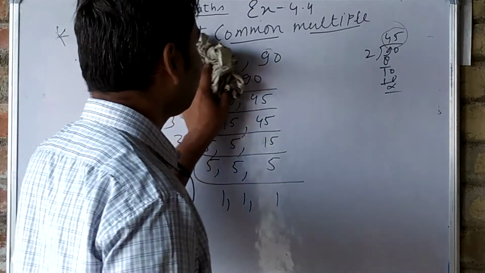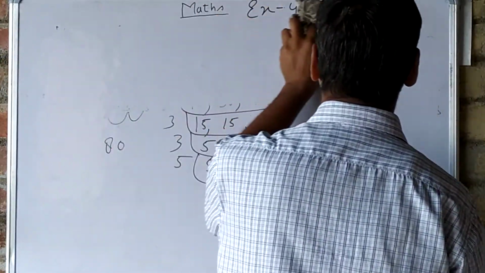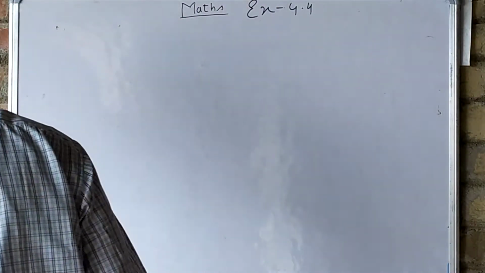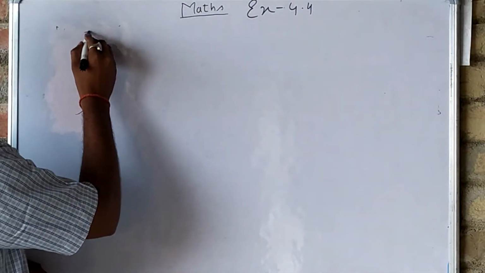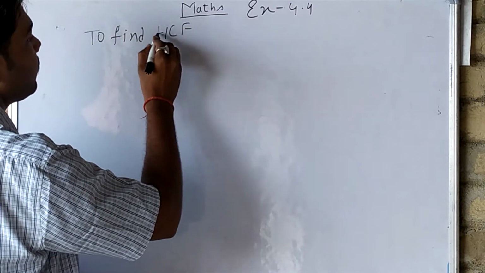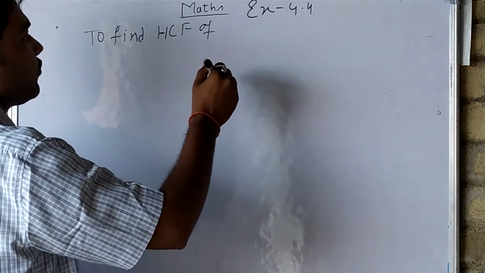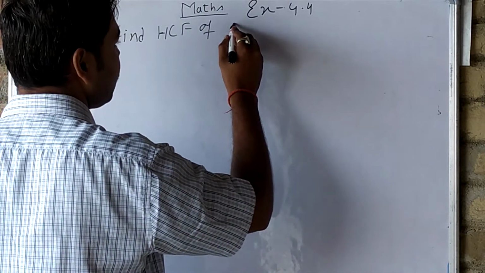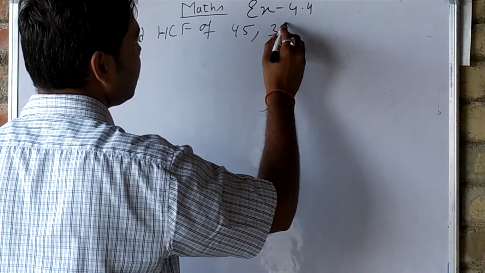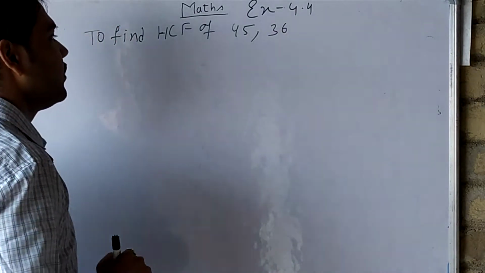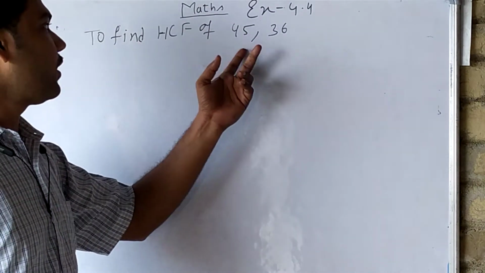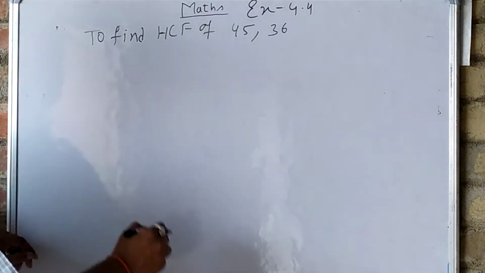Now let us take a few questions. To find the HCF of 45 and 36. So we know that to find HCF we have 2 methods. So now we will try both the methods.